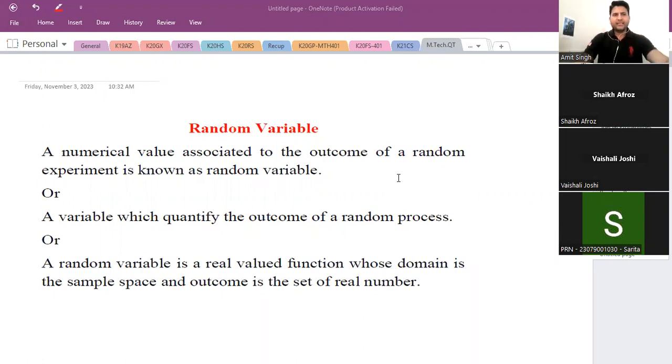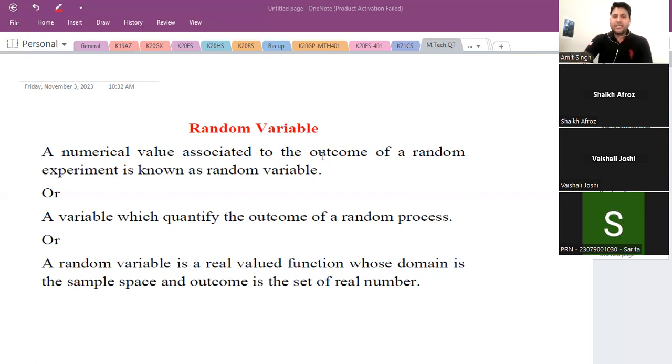So the content that we are going to discuss for today is stochastic process. But before that, what exactly is a stochastic process? There are some prerequisites that one must know. So I will start with the prerequisites.